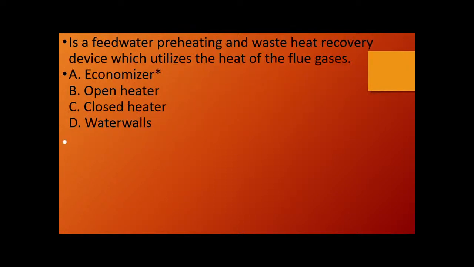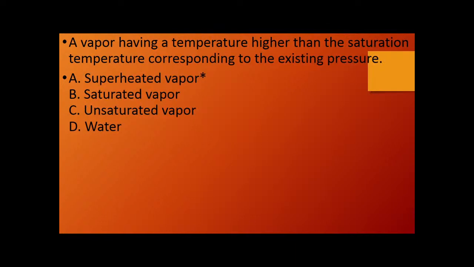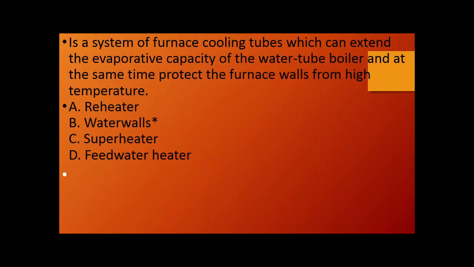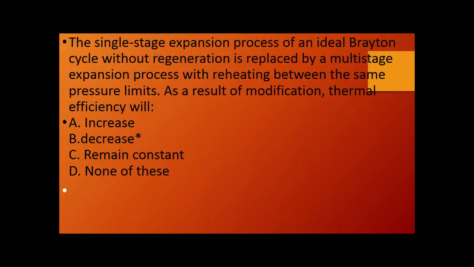A feed water preheating and waste heat recovery device which utilizes the heat of the flue gases. Answer, economizer. A vapor having a temperature higher than the saturation temperature corresponding to the existing pressure. Answer, superheated vapor. A system of furnace cooling tubes which can extend the evaporative capacity of the water tube boiler and at the same time protect the furnace wall from high temperature. Answer, water walls.